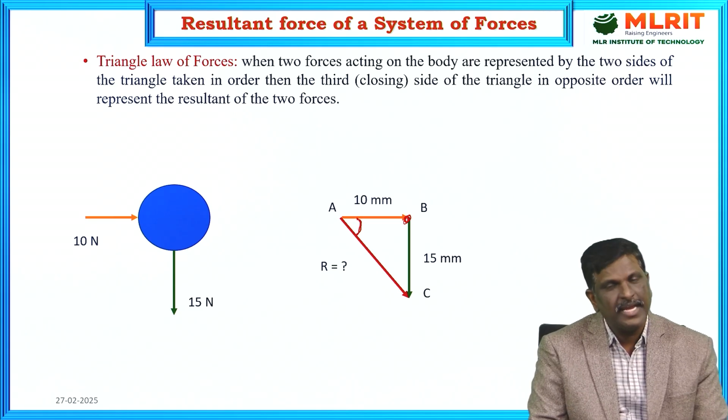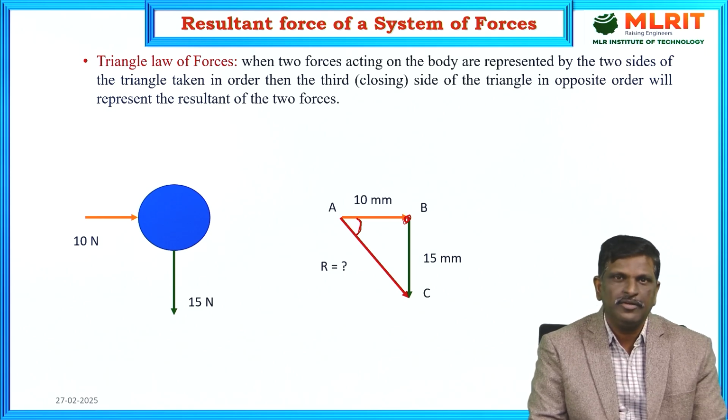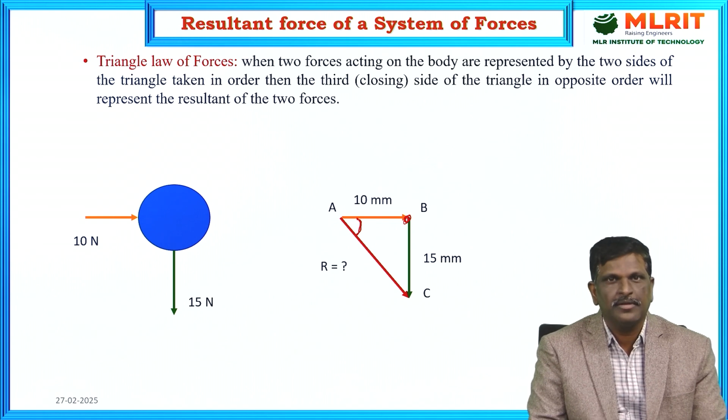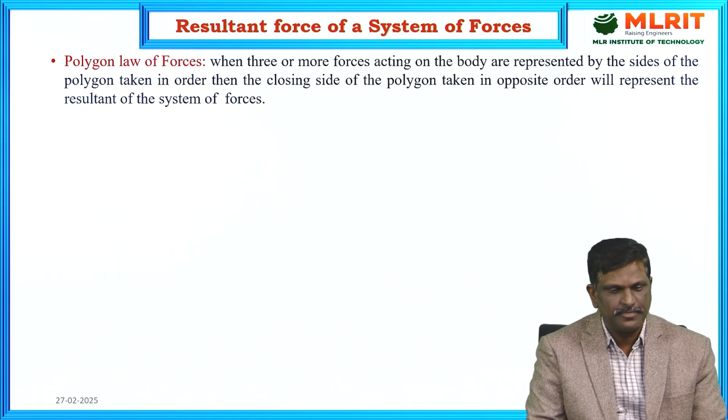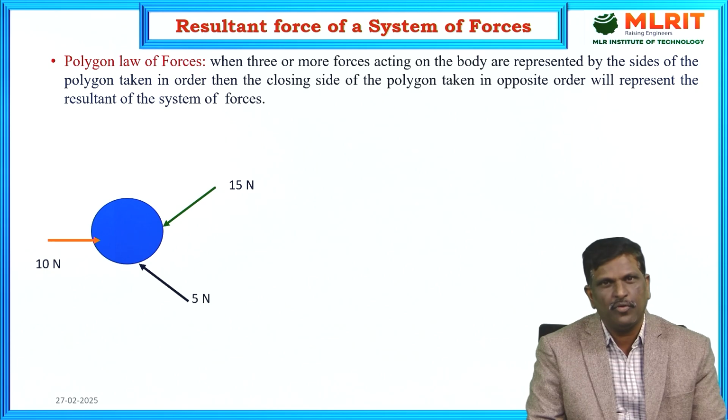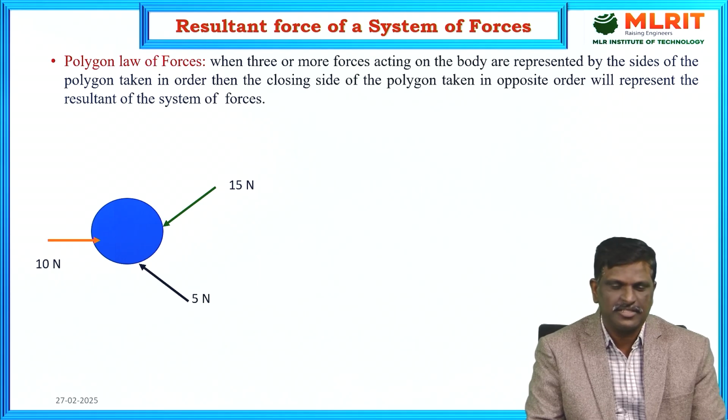By using the triangle law of forces, we can find the resultant of two forces only. If more than two forces are acting on the body, we need to go for the polygon law of forces. The polygon law of forces states that when three or more forces acting on the body are represented by the sides of the polygon in order, then the closing side of the polygon taken in opposite order will represent the resultant of the system of forces.